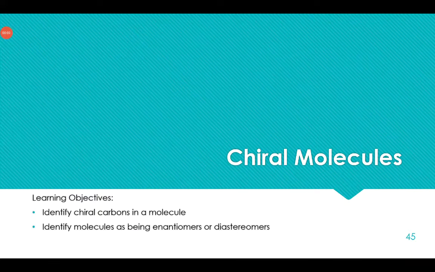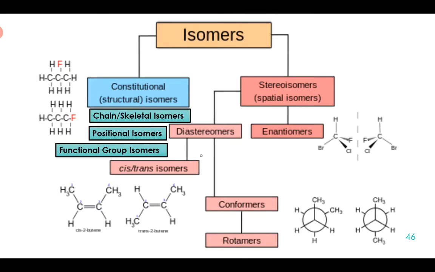In this video, we're going to be learning about chiral molecules. That way we can identify chiral carbons in a molecule and identify molecules as either being enantiomers or diastereomers. Earlier, we introduced isomers, which are compounds that have the same chemical formula but are different substances.